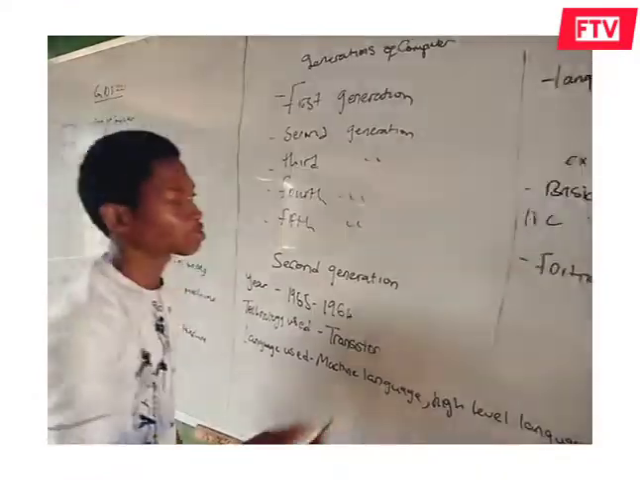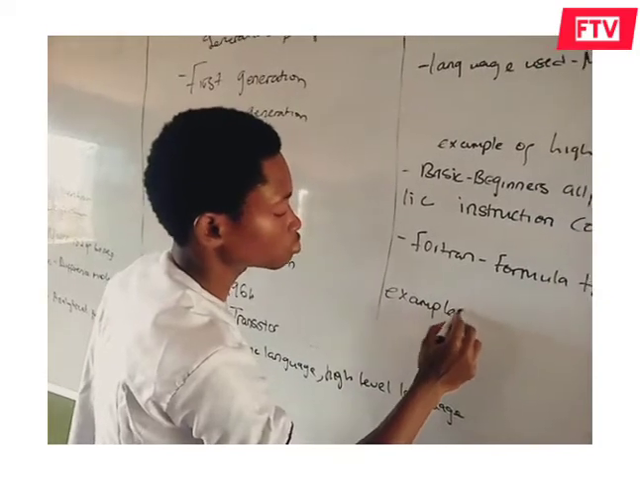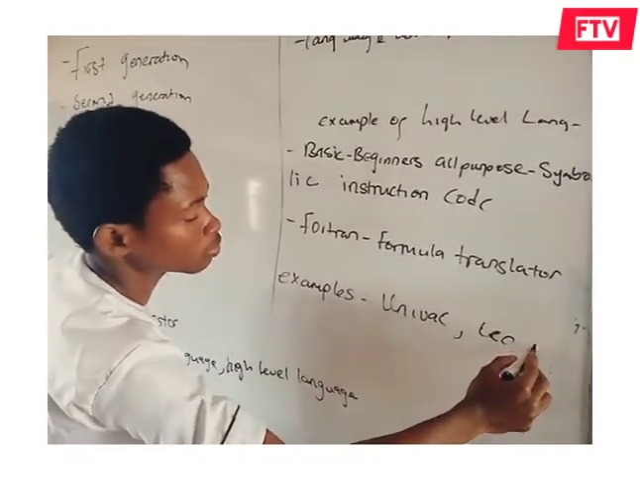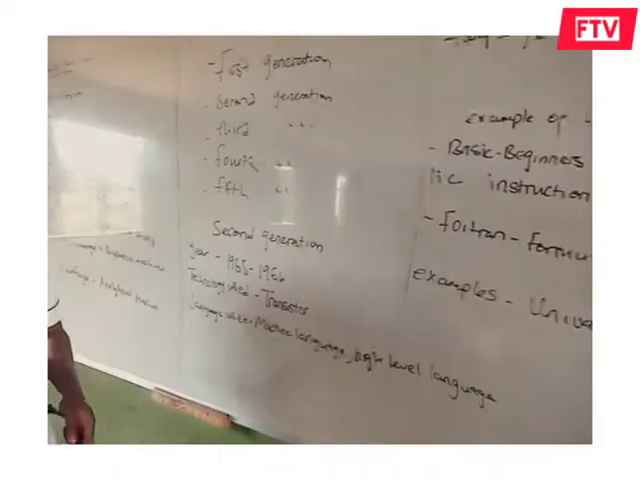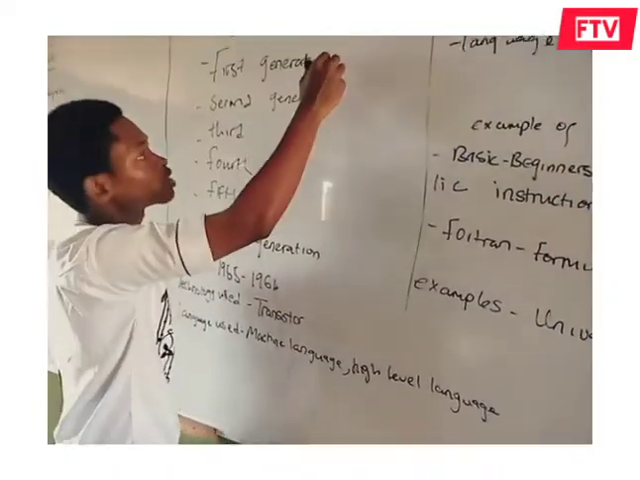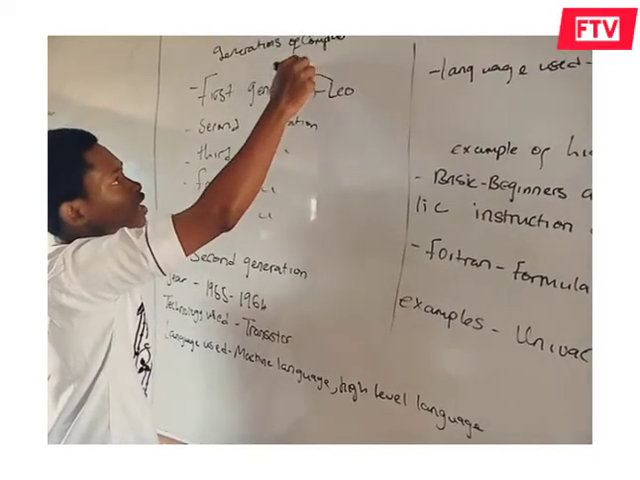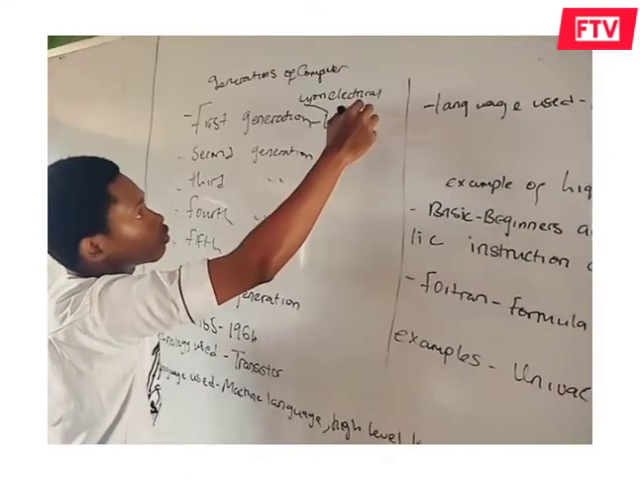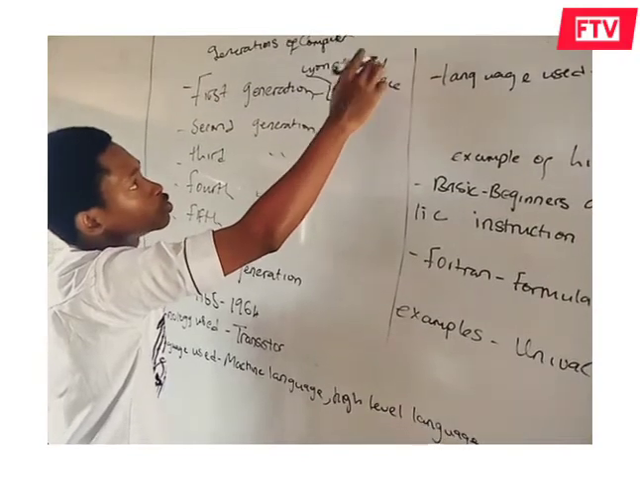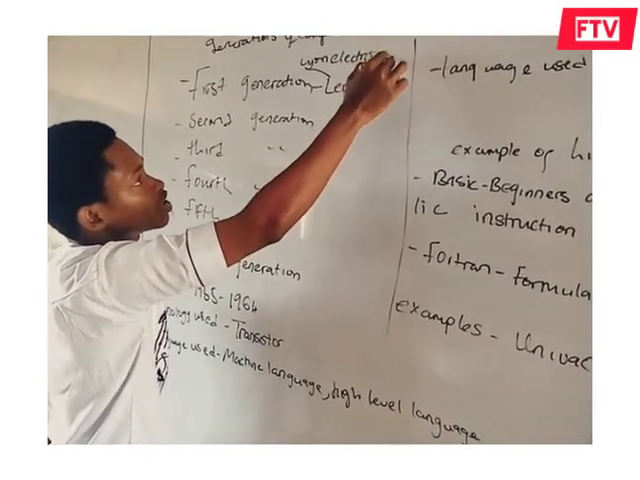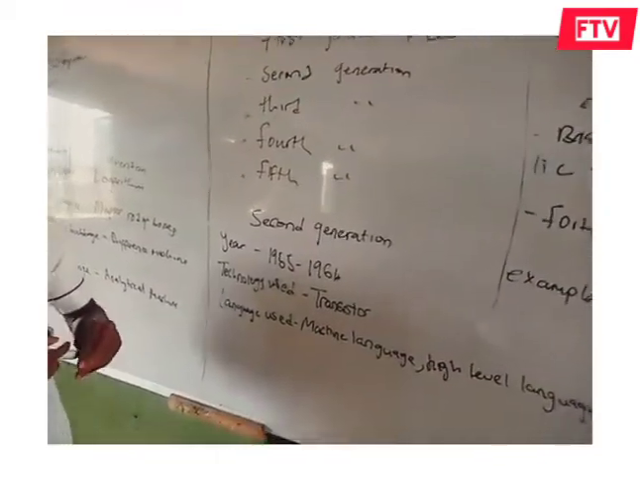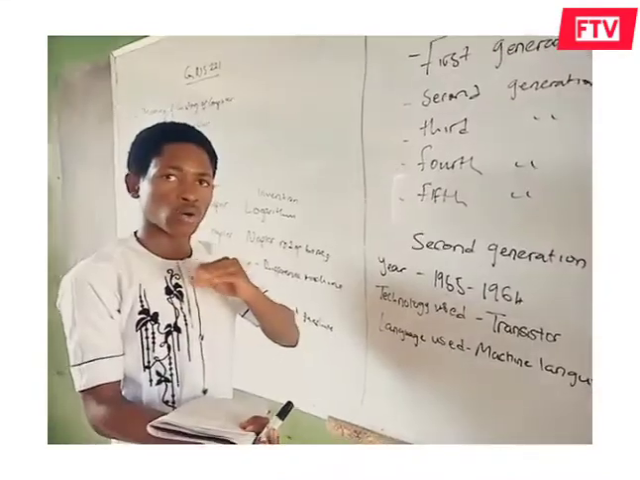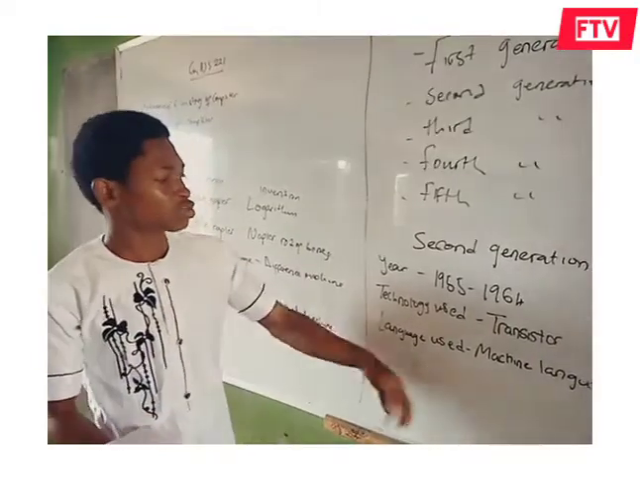Examples of these computers: we have something called UNIVAC. We have LEO, which refers to Lyons Electronic Office. So those are examples. They used it in war, during the war front, to program war commands, to send missiles, a lot of things there. So that's that on the second generation.